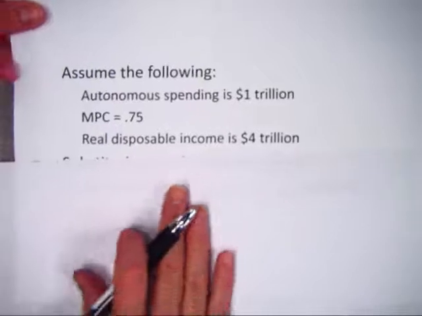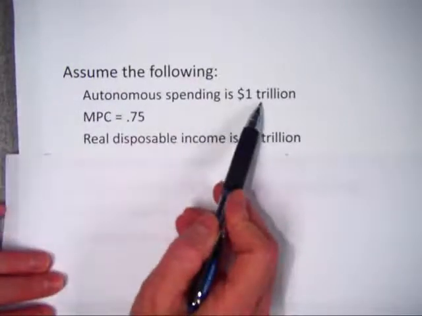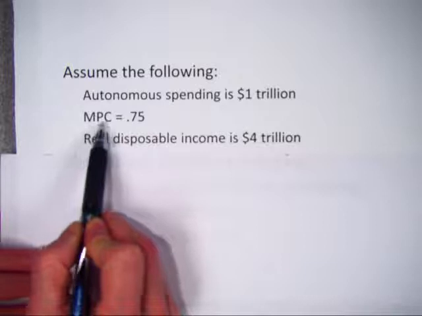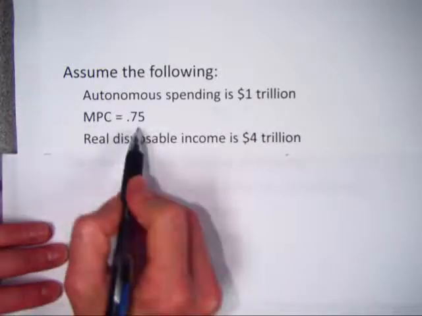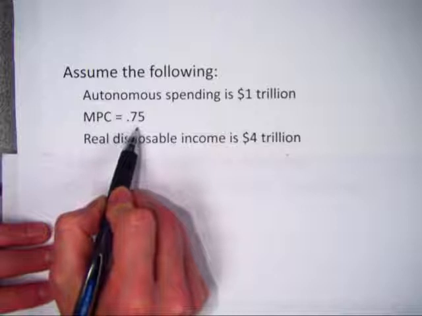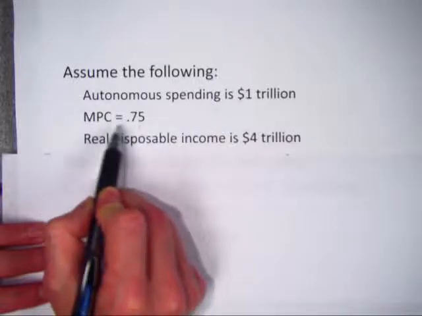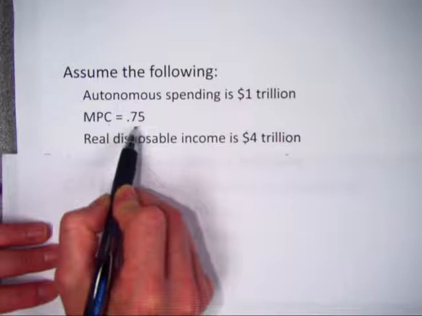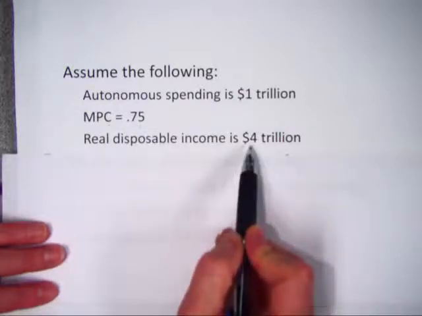Let's assume the following. Autonomous spending, autonomous consumption is $1 trillion, and the marginal propensity to consume is 0.75. Again, what does that mean? That means for each additional dollar of income, 75% of that dollar is going to be consumed, then 25% of it is going to be saved, correct? Real disposable income is $4 trillion.